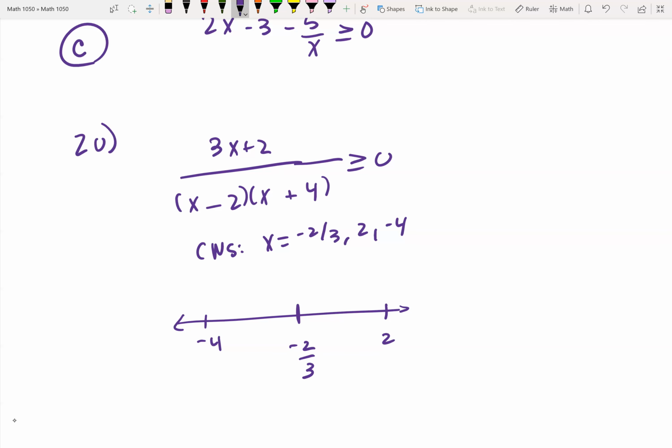So the bottom numbers are restrictions. So the positive 2 has to be an open circle. The negative 4 also has to be an open circle. The 2/3 is a closed circle because it comes from the top and you have an equal sign. So this is the one where you have to determine the signs, okay?